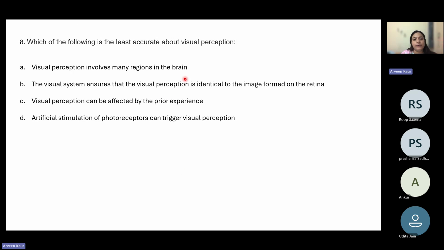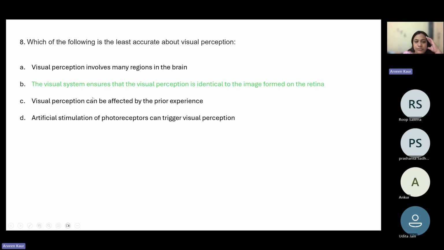Then which of the following is the least accurate about visual perception? A, visual perception involves many regions in the brain. B, the visual system ensures that visual perception is identical to the image formed on retina. C, visual perception can be affected by prior experience. Or D, artificial stimulation of photoreceptors can trigger visual perception. So which of these is least accurate? We have to find out, right? They may or may not be accurate up to some extent, but which of them is least accurate?